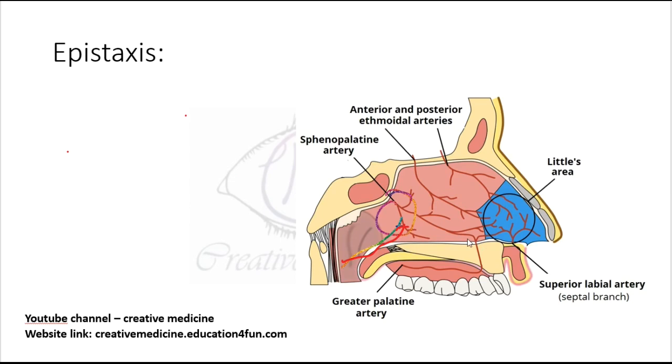Epistaxis can occur either in children or in adults. In children, it occurs at less than 16 years of age. In adults, it occurs at more than 16 years of age.